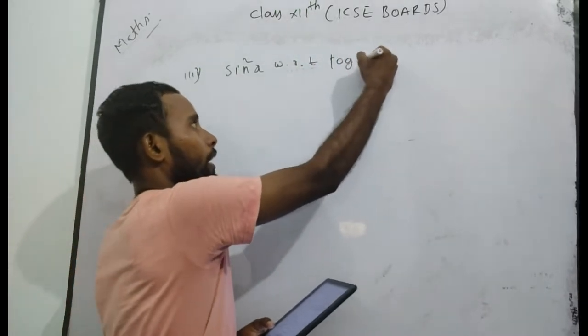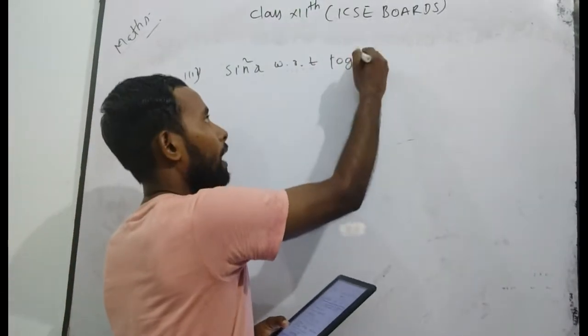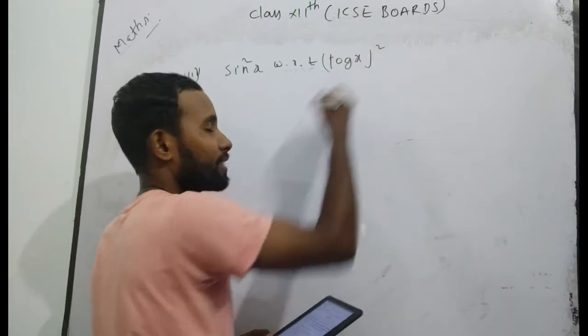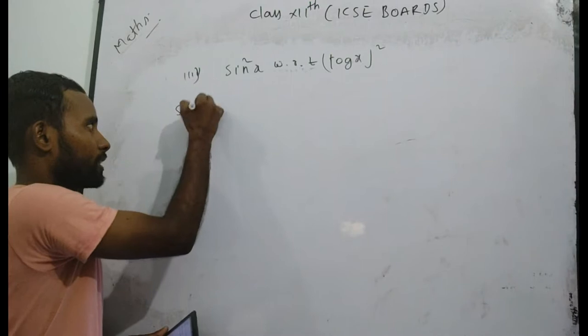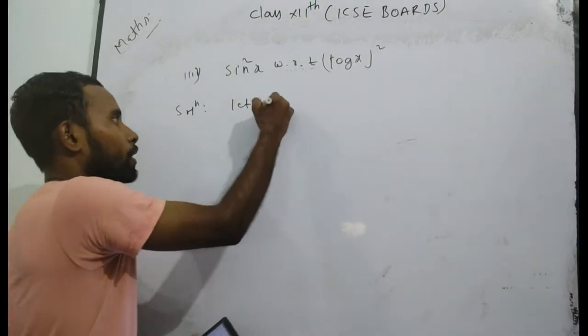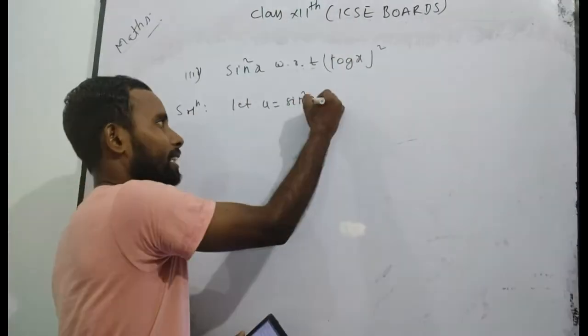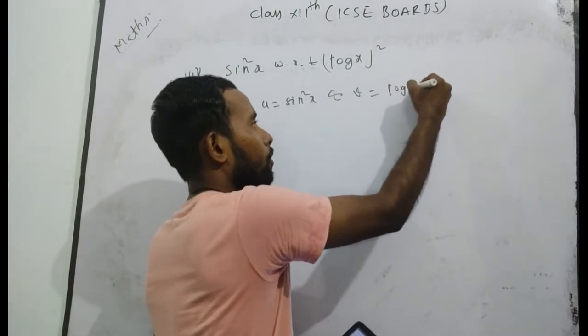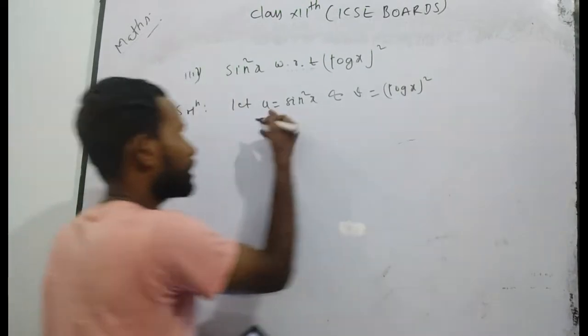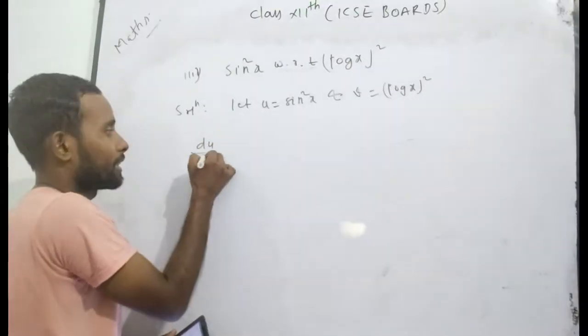With respect to (log x) whole square. You have to differentiate. How can you proceed? In a similar way you have to proceed again. Let u is equal to sin square x and v is equal to (log x) whole square. Firstly you have to find du/dx.